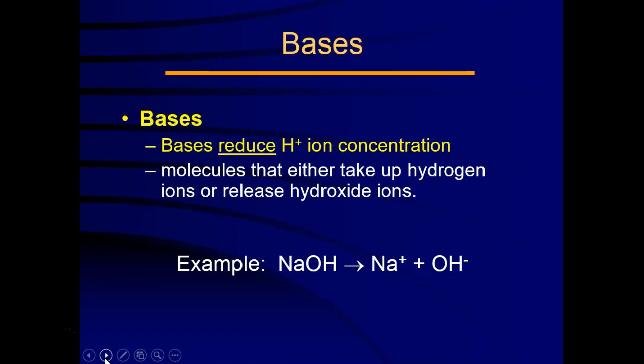Now, on the other part of the spectrum, we have what are called bases. These are often referred to as alkaline substances or alkalis. Bases do sort of the opposite of what acids do. We saw how acids increase the hydrogen ion concentration. Bases, on the other hand, will reduce the hydrogen ion concentration in a solution. Bases, just like acids, when you add them to water, will spontaneously dissociate into a positive and negative ion.